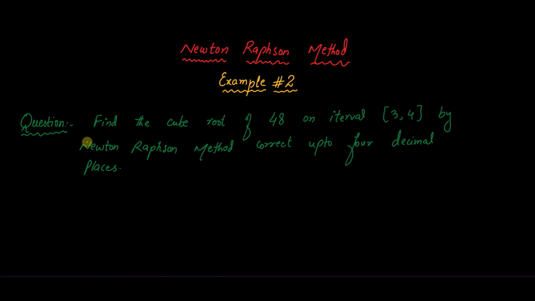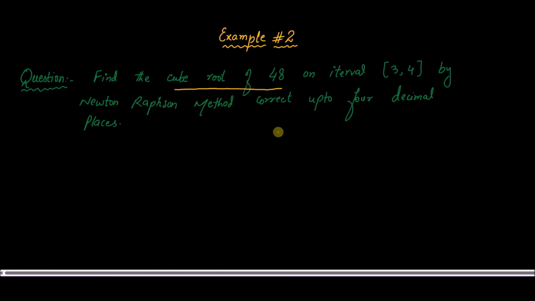So let's get started. We have a question: find the cube root of 48 on the interval [3, 4] by the Newton-Raphson method, correct up to 4 decimal places. So we need to check the accuracy till 4 decimal places. Secondly, we need to find the equation that is extracted from the statement of the cube root of 48.